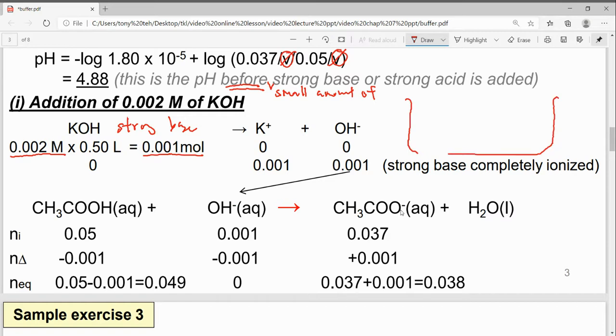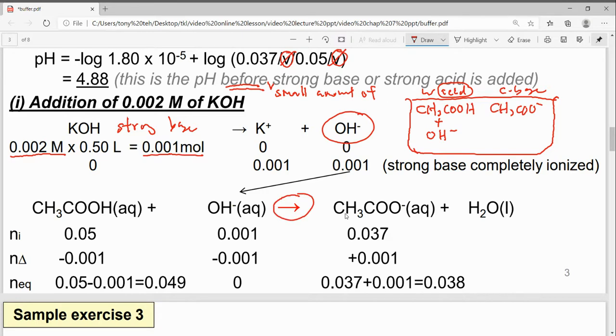In the buffer solution, we have CH3COOH and CH3COO minus. This is weak acid. This is conjugate base. So if you add base, it means base will react with acid. So we come up with this equation, and then a single arrow because we have strong base. So strong base will completely react because it is a small amount. So it is like limiting. It is behaving like a limiting reactant.